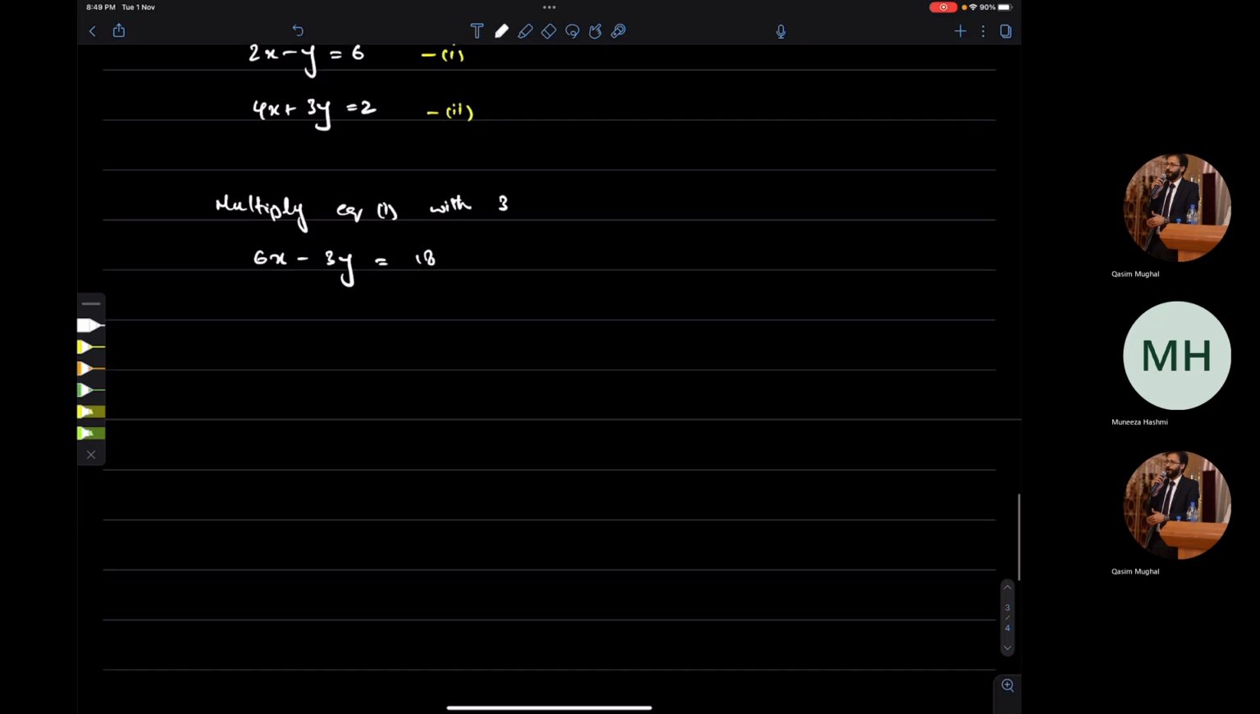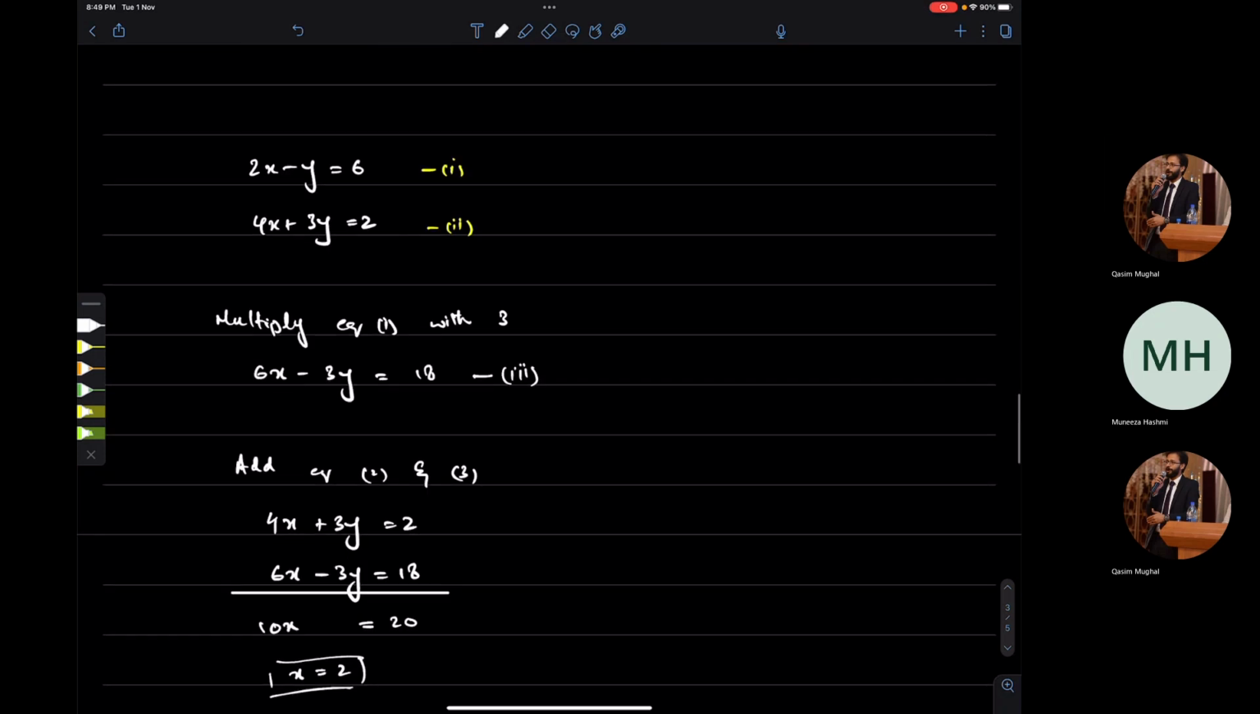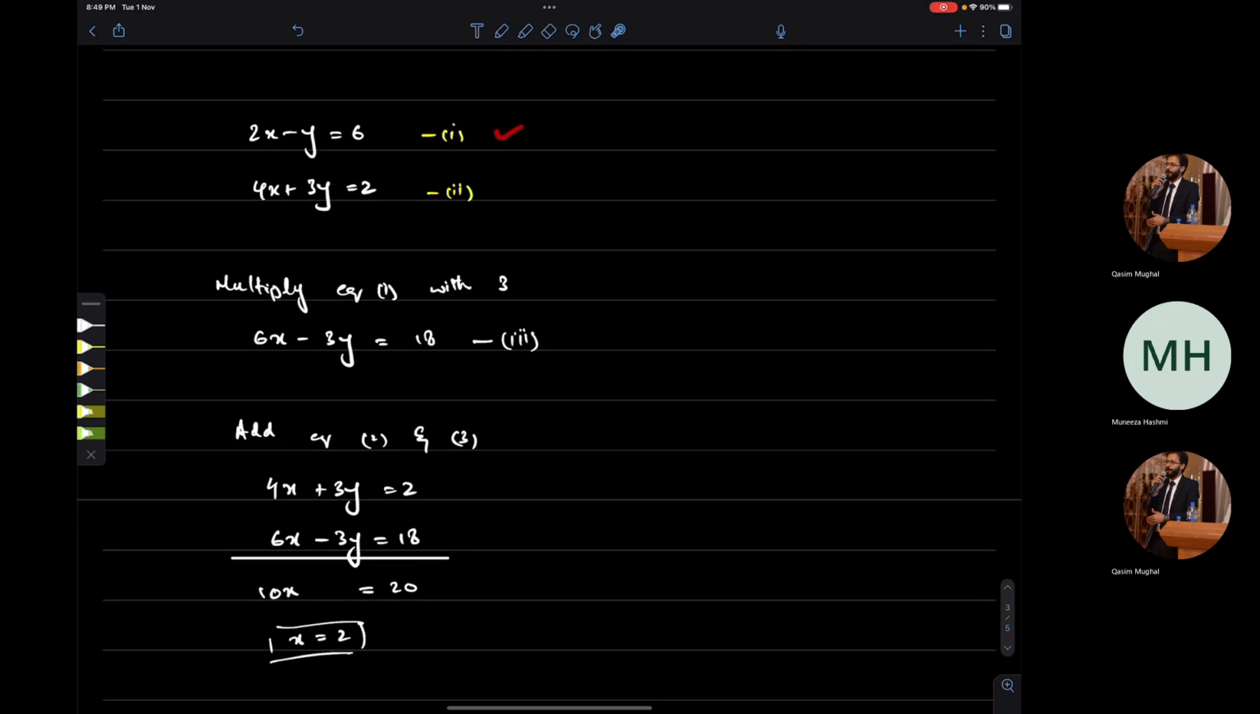I'm going to tag this one as equation 3. Now I'm going to add equation 2 and equation 3 together. Equation 2 is 4x plus 3y equals 2. Equation 3 is 6x minus 3y equals 18. Upon adding them, I get 10x equals 20, and x equals 2. Once I have the value of x, I put it in any of these equations to get the value of y.